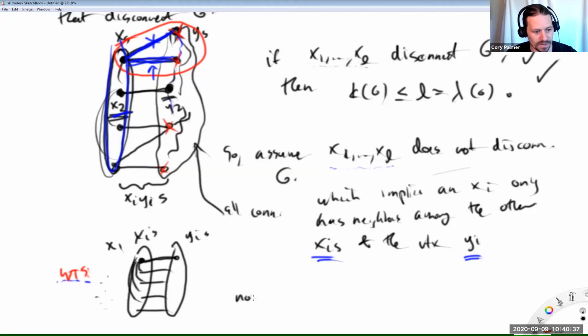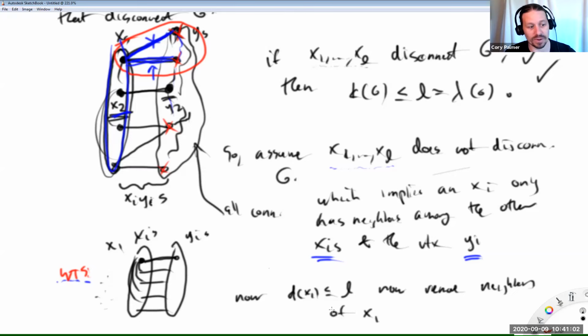But now, the degree of x1 is therefore at most L, because it's got L minus 1 neighbors in xi plus 1 neighbor there. Then, in this case, now remove neighbors of x1. That doesn't always work, right? We know that removing the neighbors might not disconnect the graph, but in this case it does, because removing the neighbors would remove all the vertices in xi plus this one vertex in yi, and then xi and this vertex would not have a path between them because xi had no edges leaving it. So that would disconnect, okay?